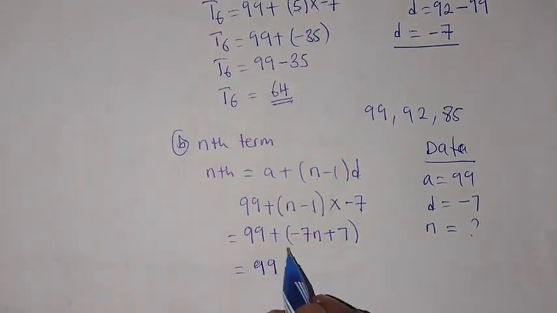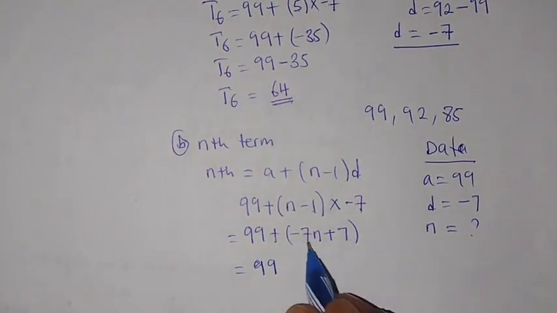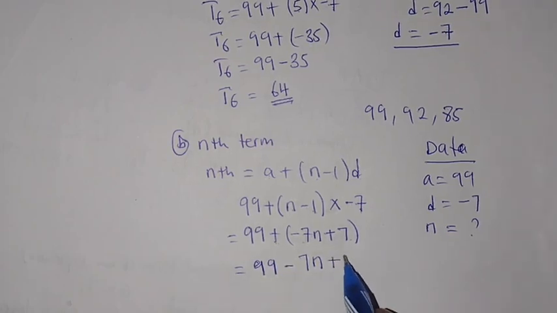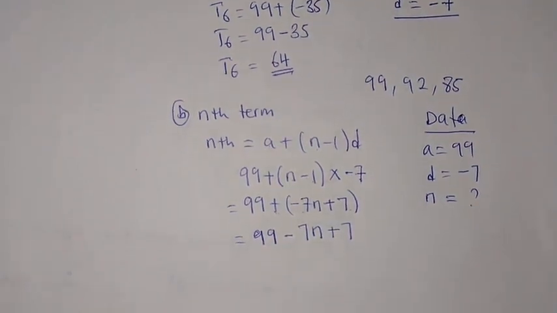Okay, let's just open the brackets. Positive times everything inside the brackets. Positive times negative is negative 7n. Positive times positive is positive. Then you write 7. This is what you are going to have.